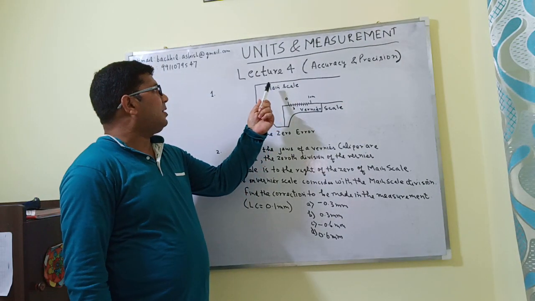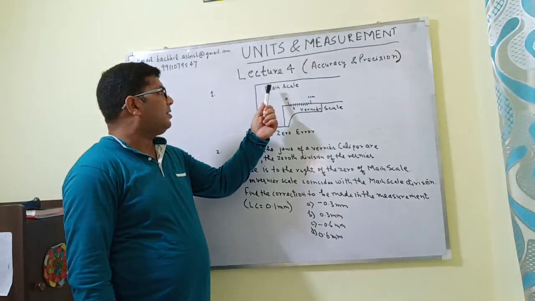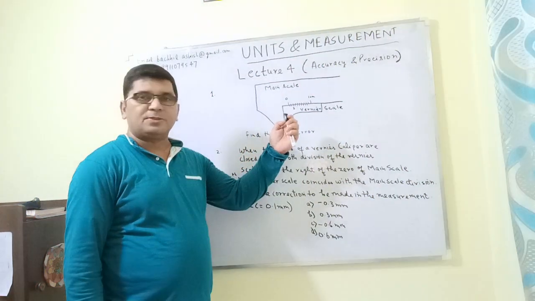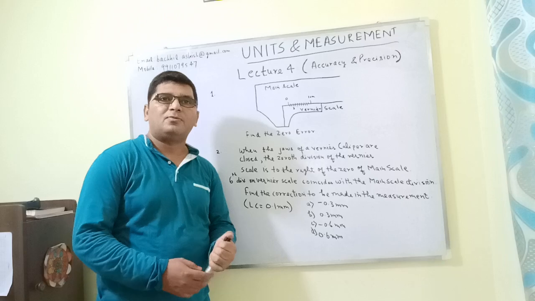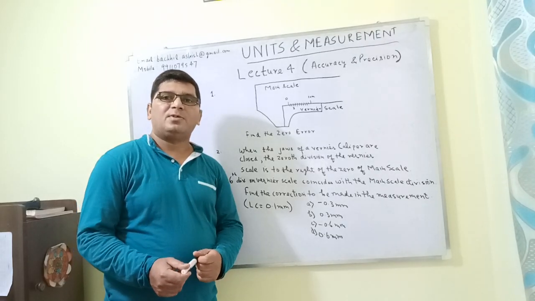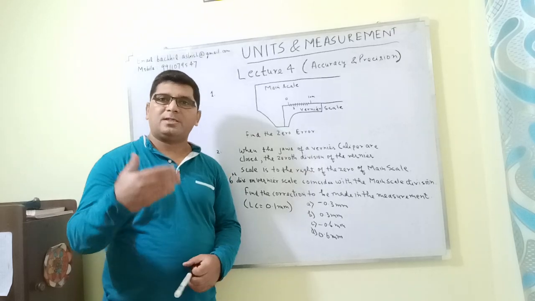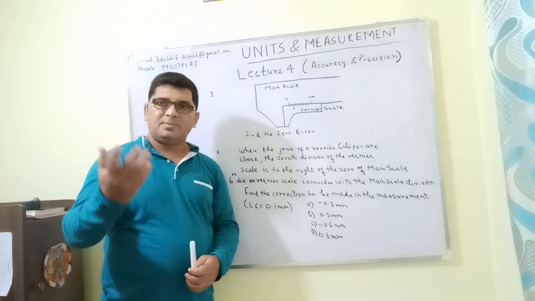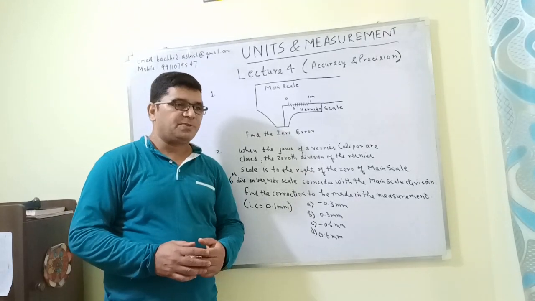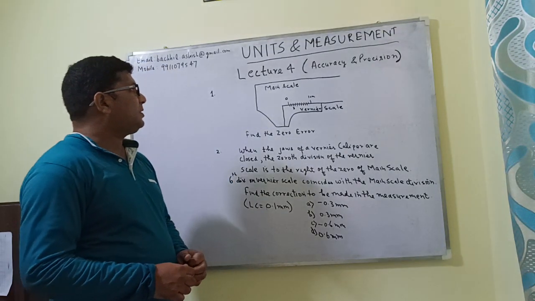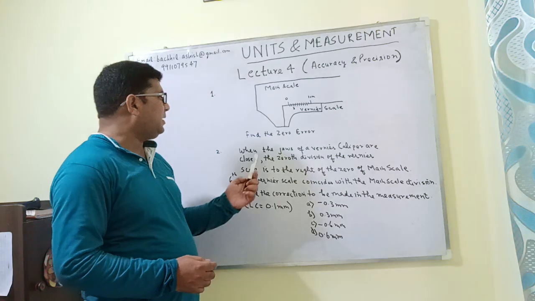This lecture is in continuation of lecture number 3. In lecture number 3, we studied about the zero error, and we also solved a couple of questions in which we tried to understand how we can calculate the linear dimensions of any object with the help of Vernier Caliper.